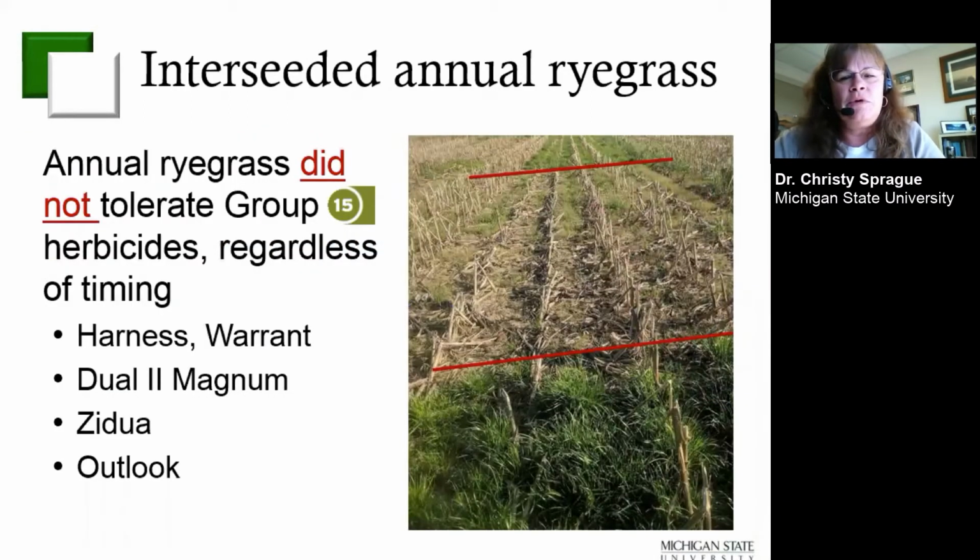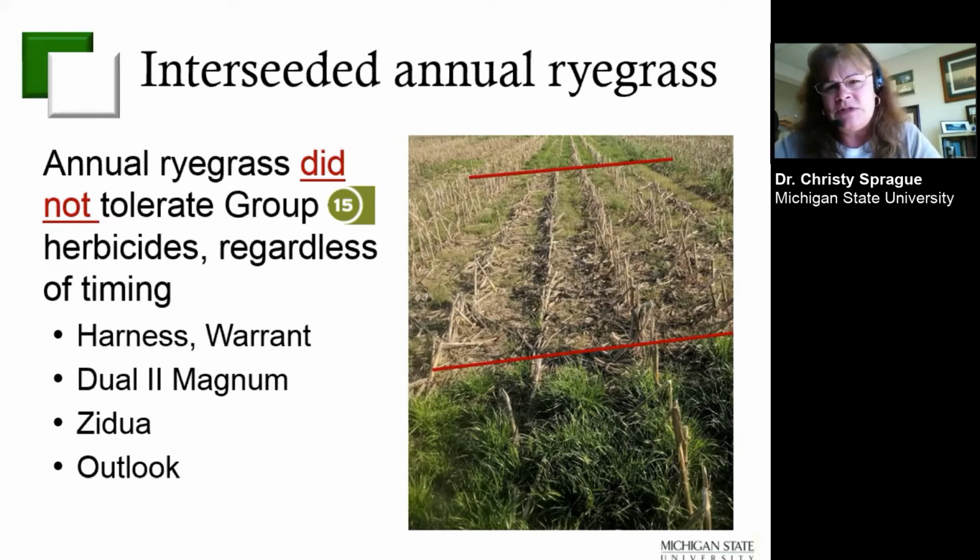So we're going to talk a little bit about what we found. And what was very interesting is with annual ryegrass, because this is one that really comes up in a thick, dense stand, as you can see by this picture, it really did not tolerate any of our group 15 herbicides, regardless of when we put it on, whether it was at the V3 timing or at the V6 timing. And those group 15 herbicides are very common from a pre-emergent side in corn. So things like Harness, Warrant can be used early post-emergence, Dual II Magnum, there's a lot of generics out there, again, the metolachlor, Zidua, and then also Outlook.